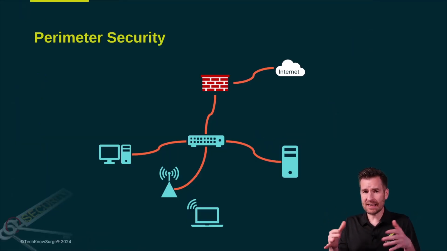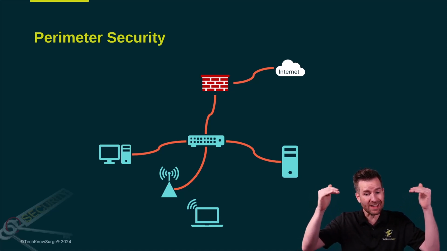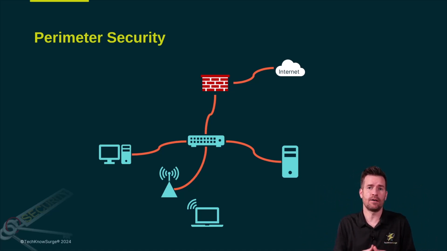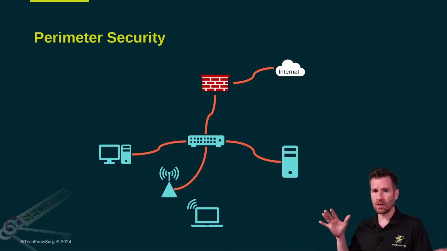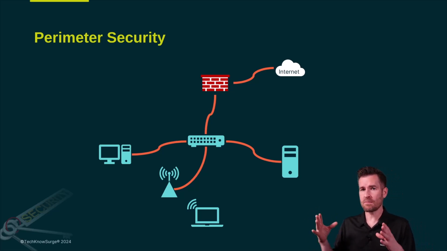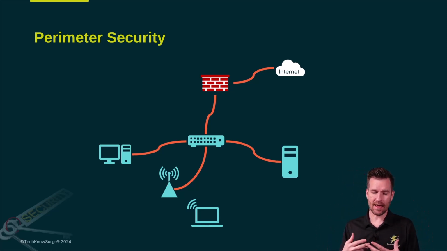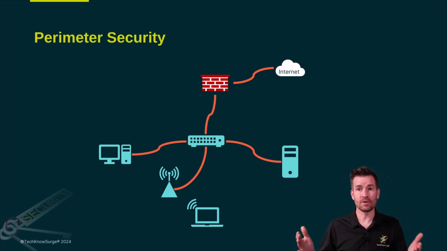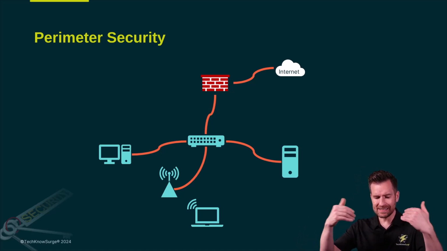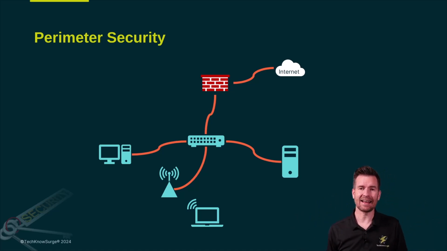Perimeter security is really talking about how we control the access into our network. So if we think of a large room that we want to control access to, then we would be most concerned around the doorway, we'd be most concerned around a window, any access points into that room. So that's what perimeter security is. What is the access to the inside of our network?